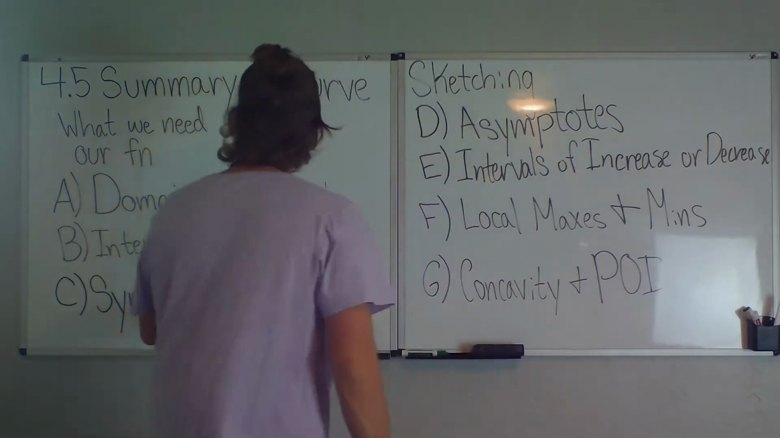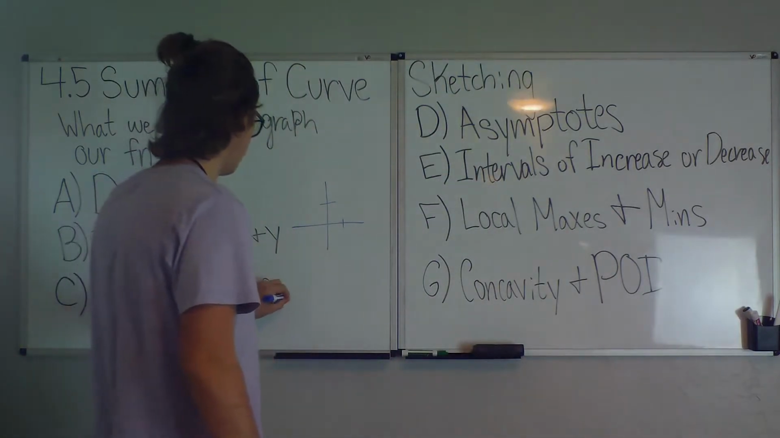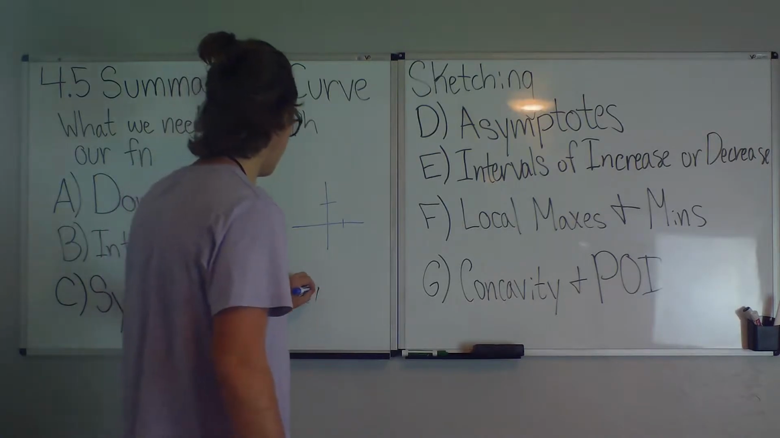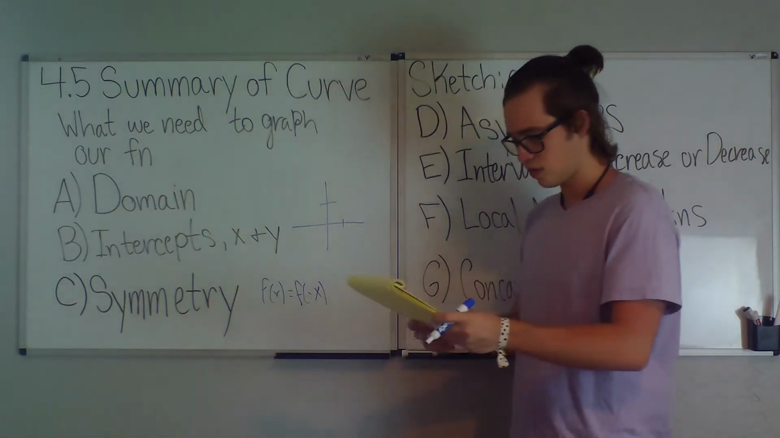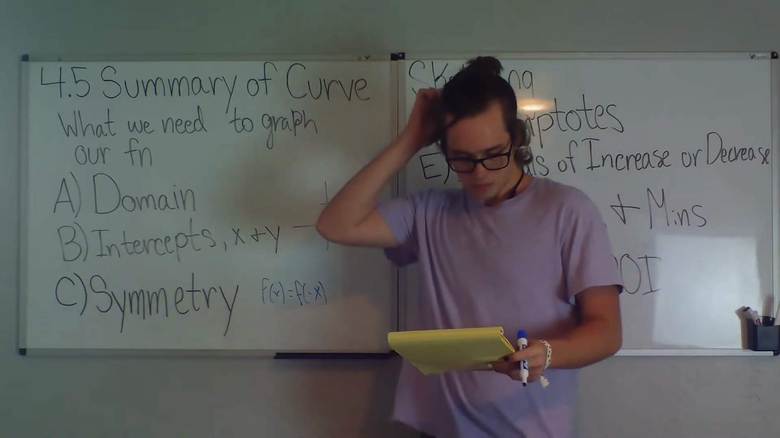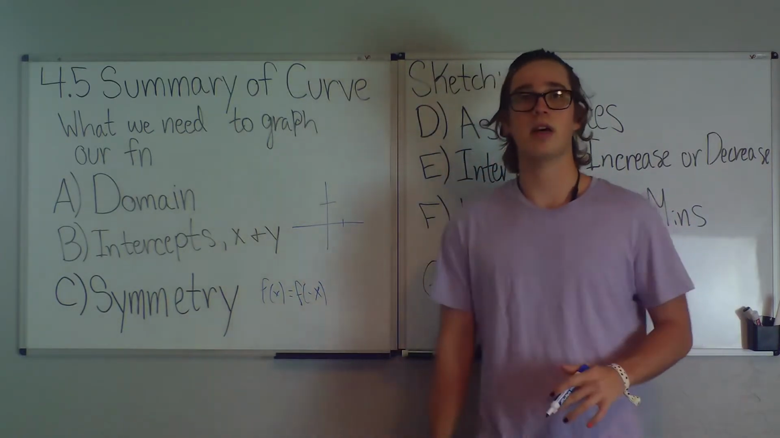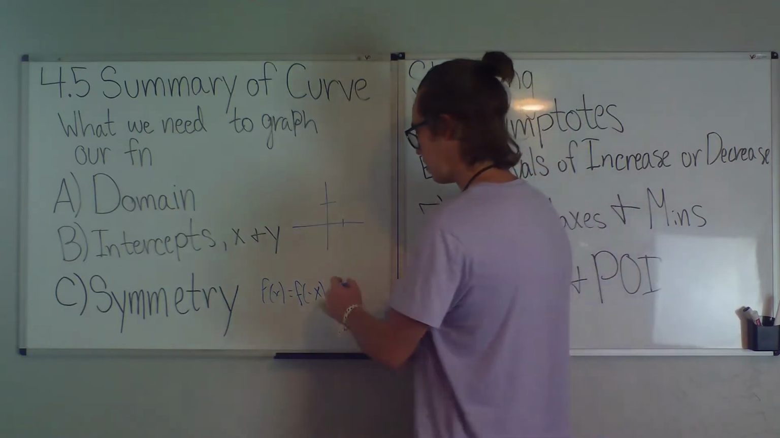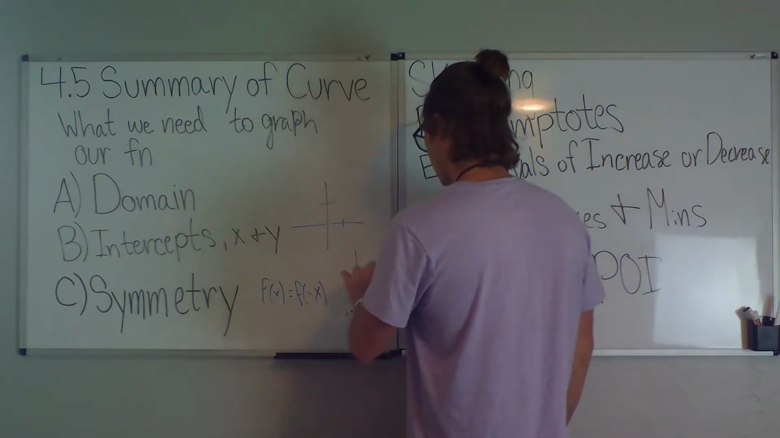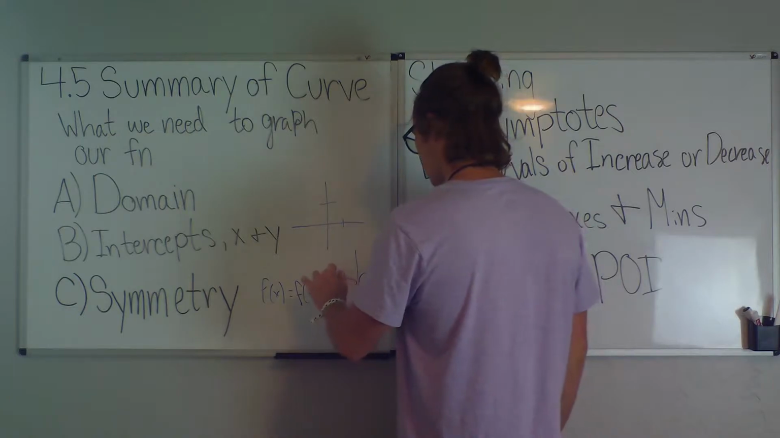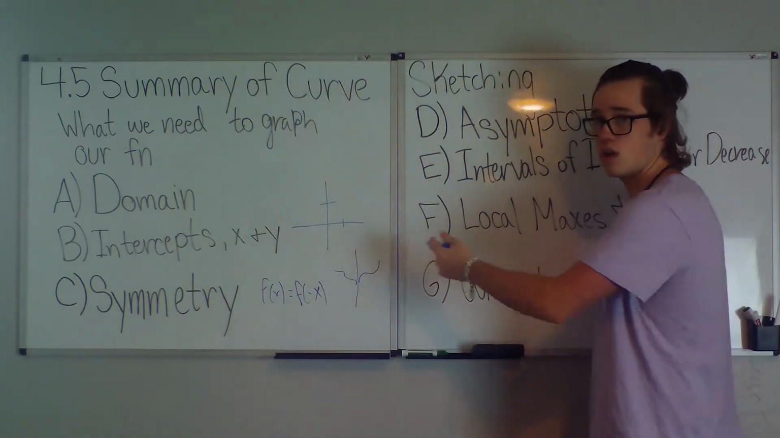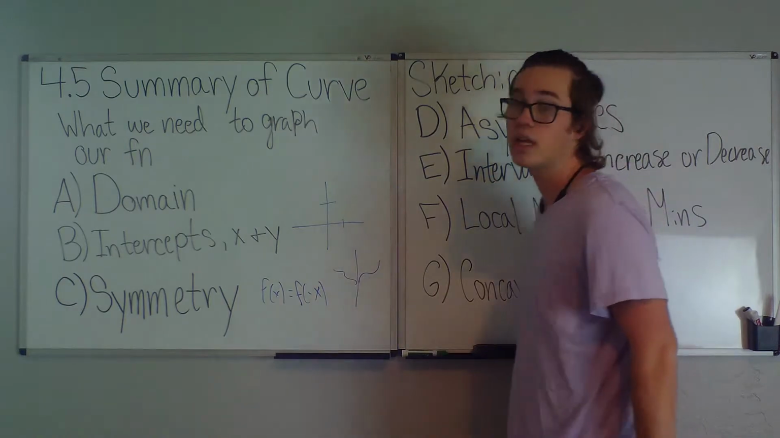Third, symmetry. We need to know if f of x is equal to f of negative x. What am I saying? Because if this were the case, then the curve is symmetric, and all we need to know is the first half of the graph. What do I mean by symmetric? Well, that means it will have the same right side as it has left side. And obviously, I didn't draw those equal, but it was my attempt at it.